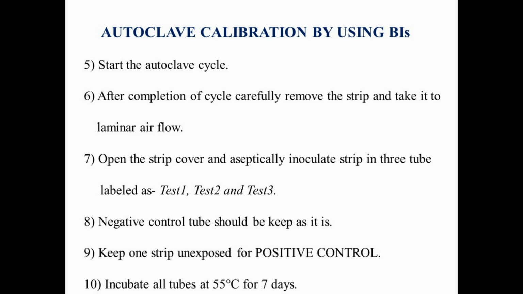4. Take 3 biological indicator strips. Place 1 strip at the drain point of the autoclave, 2nd strip at the middle of the autoclave and 3rd strip at the opening of the autoclave. 5. Start the autoclave cycle. 6. After completion of the cycle, carefully remove the strips and take them to laminar airflow. 7. Open the strip cover and aseptically inoculate the strips in 3 tubes labeled as test 1, test 2 and test 3.